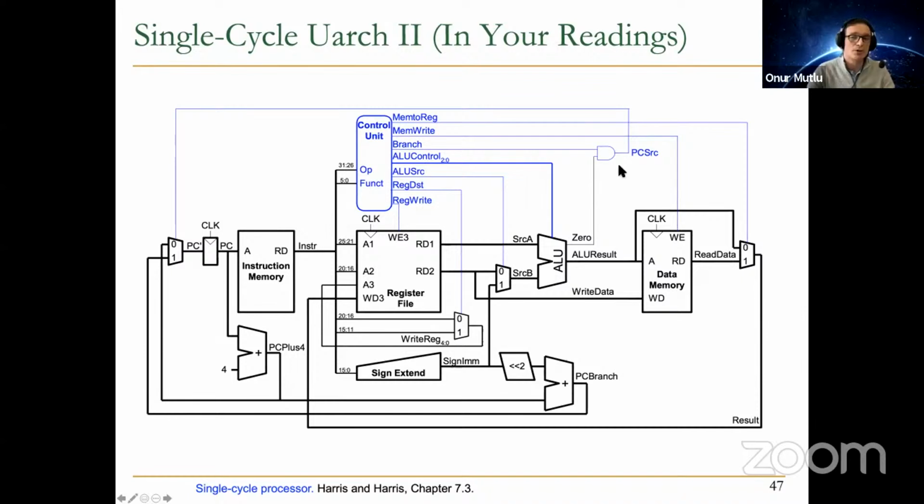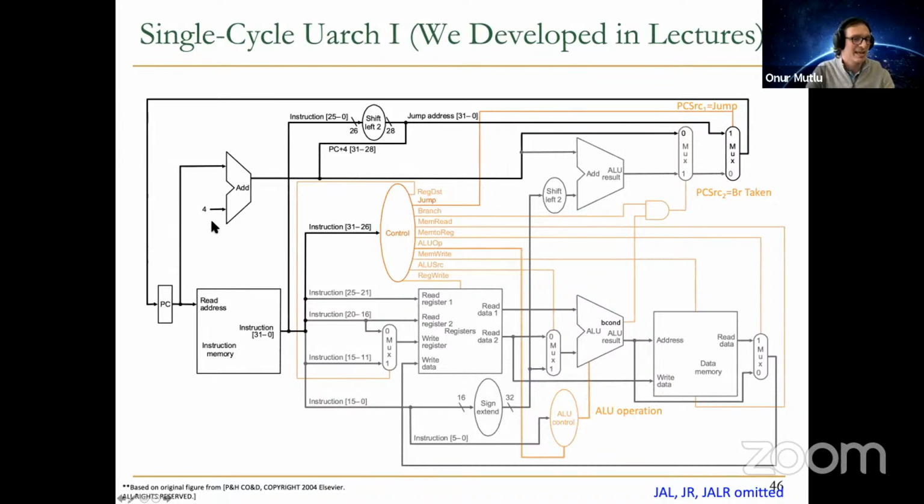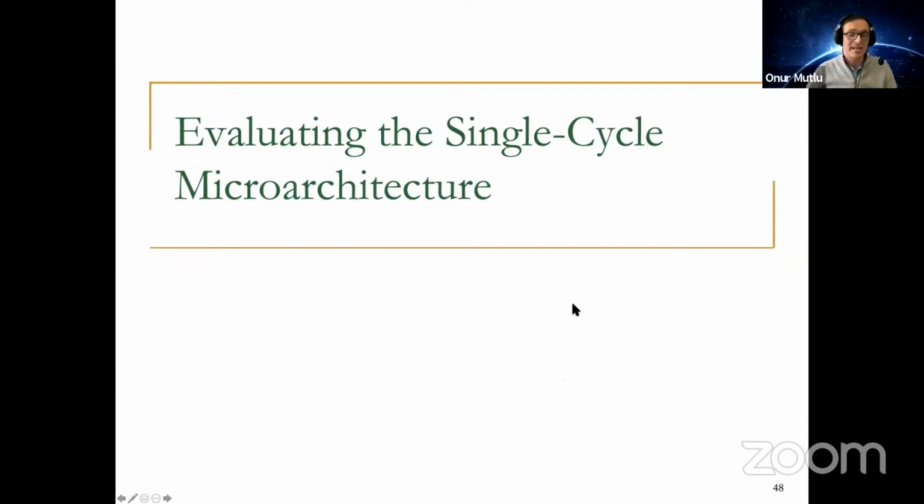So for example, your book makes it simpler to look at the PC source, but actually PC source is a big bottleneck in modern systems today, because there are many ways of determining the target address of a branch. So this process is slightly more complicated than what's in your book, but the fundamental principles are the same. Okay, so let's take a look at the evaluation of the single cycle microarchitecture now.